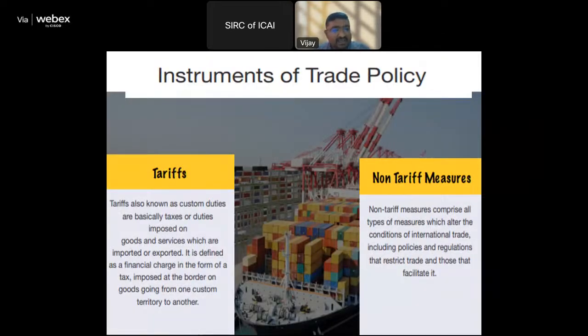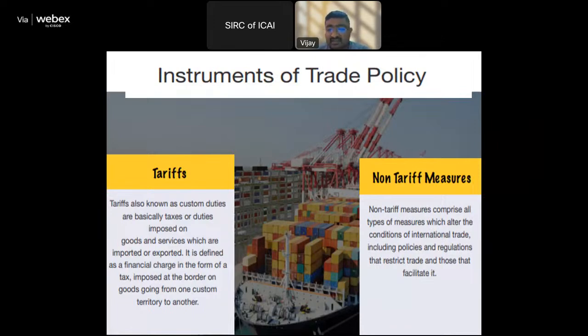So that is what tariff measures are. Tariffs, also known as customs duty, are basically the taxes or duties imposed on goods and services which are imported and exported. So if I use the tariff as an instrument to balance the imports and exports, then we call it tariff measures.